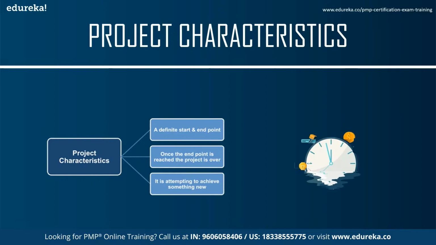A project has three characteristics. Firstly, as I've already mentioned before, projects are temporary in nature. That is, they have a definite start and end point. Second, projects are completed when the project goals are achieved or it is determined the project is no longer viable. So once the end point is reached, the project is considered done. The third one is projects are unique. That is, it is attempting to achieve something new. Now, a successful project is one that meets or exceeds the expectation of the stakeholders.